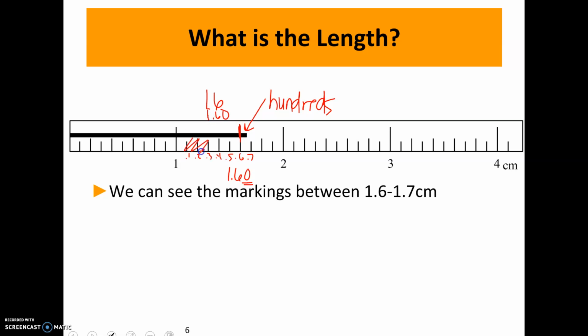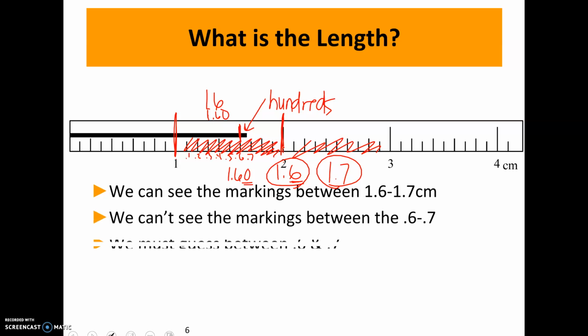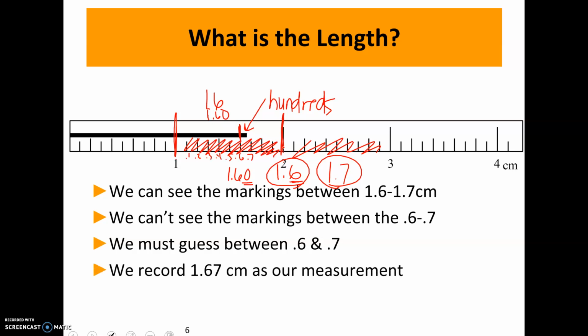In other words, imagine there were no lines here at all. All I could see was 1, 2, 3. Then I could estimate 1.6 or 1.7 because I would be estimating the tenths place, because if I only had these numbers and everything was blank in between, I wouldn't know the tenths, so I'd be estimating the tenths. But since I know the tenths, I have to estimate to the hundredths. In this case, we might think 1.67 centimeters, of course, with units, right?